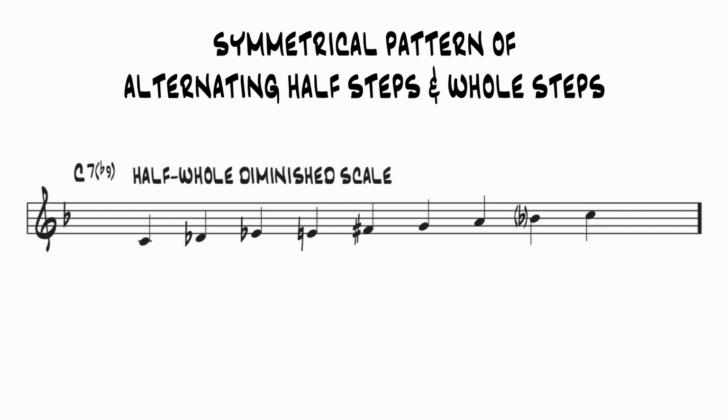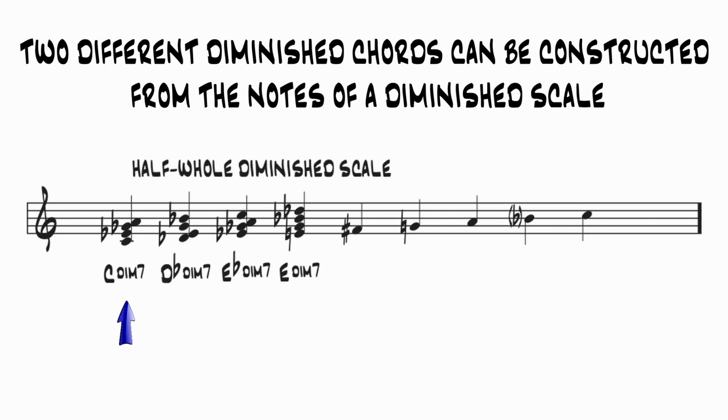it. I've talked a little bit about the symmetry of the diminished scale, which is comprised of alternating whole steps and half steps. Using the notes of the scale, you can build a diminished chord on the first note and a different diminished chord on the second note. The chord built on the third note would be the same as on the first, and the chord built on the fourth note would be the same as on the second. The pattern holds true for the remaining 4 notes.